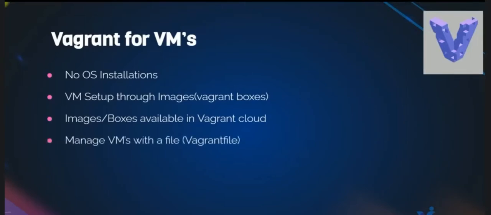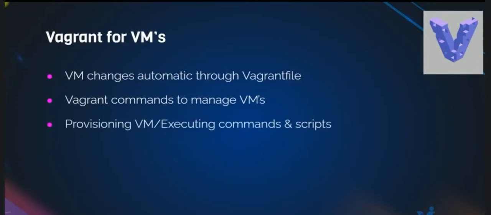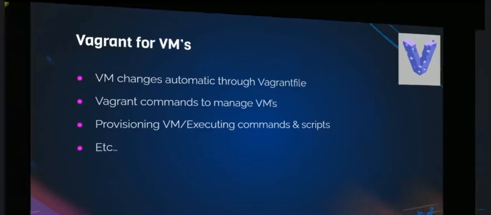Any configuration of the virtual machine, you're going to manage it through a file called a Vagrantfile, V capital. Any VM changes, if you want to change the RAM size, the disk, the CPU, you can do it through the Vagrantfile. And there are very easy to use Vagrant commands to manage a virtual machine. You can power on, power off, delete, create changes with simple Vagrant commands. You can also provision virtual machines' operating system, like you want to execute some commands or scripts when the VM comes up. You can do that through Vagrant and so many more things.